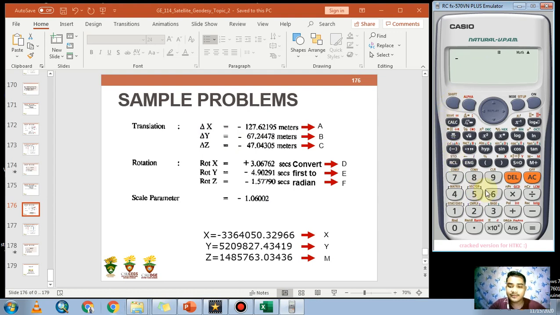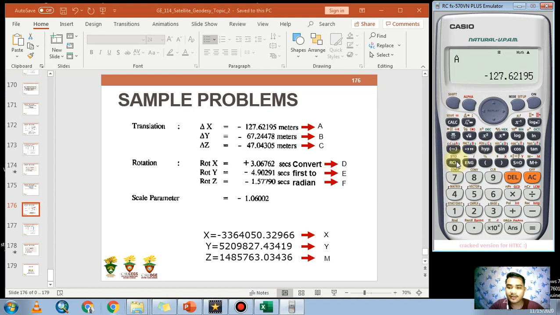Next is negative 67.24478, point... mali ta class. Alright, so 67.24478 store sa memory B. Then negative 47.04305, store sa memory C.